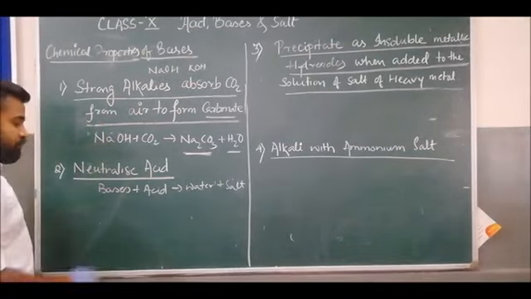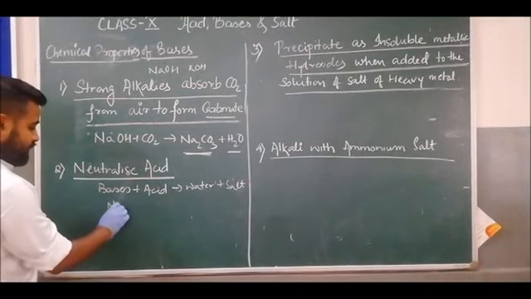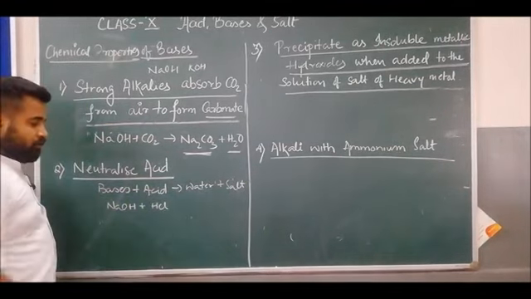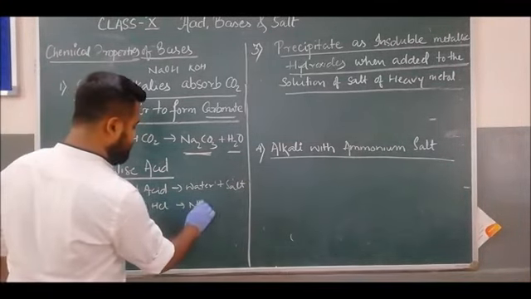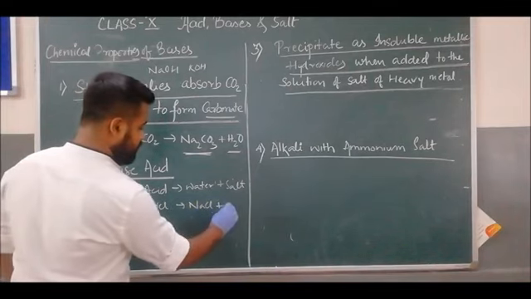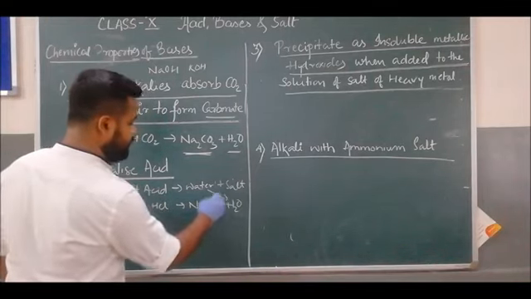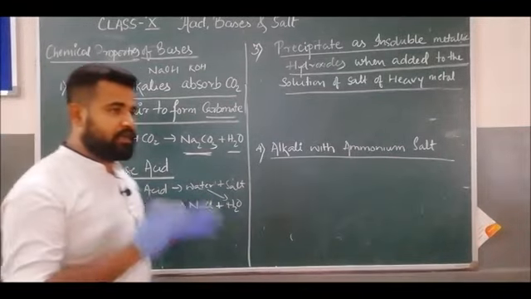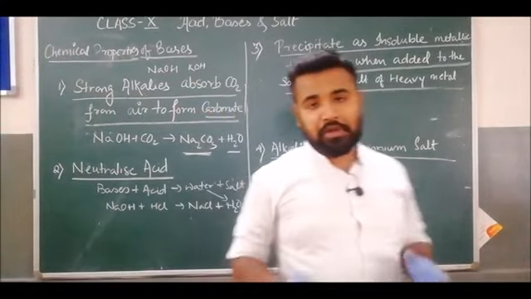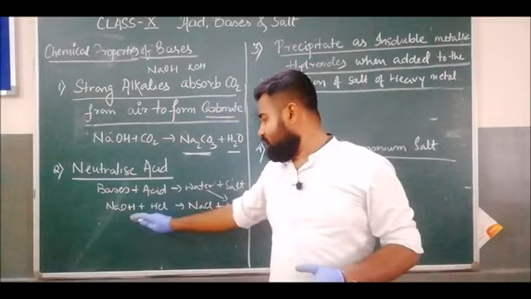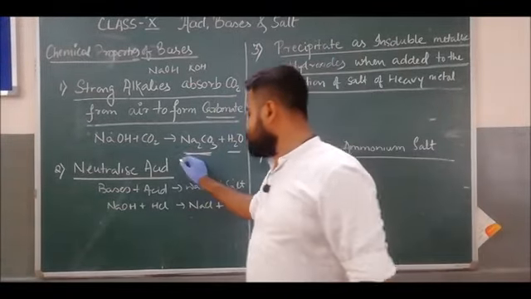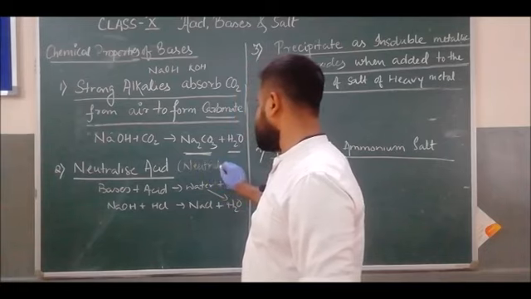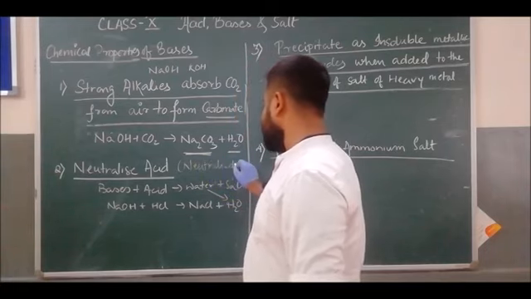So we can write that, for example, NaOH when treated with any acid like HCl, what does it give? It gives NaCl plus H2O. Water is the byproduct, and salt. So here what happened? The bases and acids nullify the charges and form the salt. That's why this is also called a neutralization reaction.